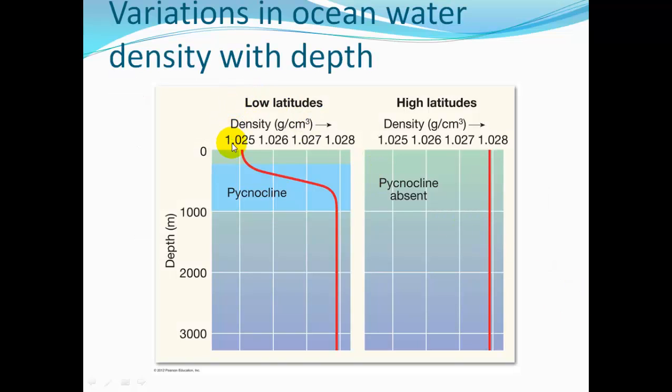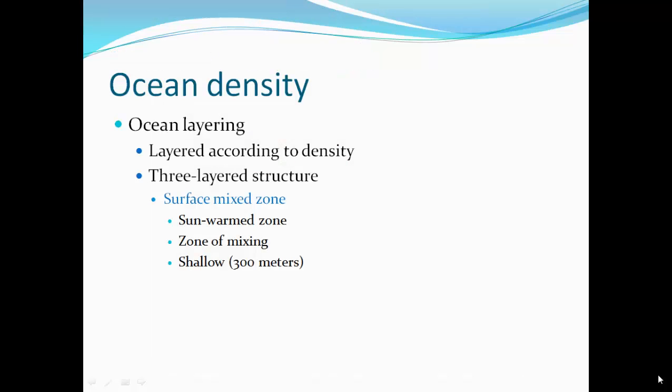So in the low latitudes, at the pycnocline, the density of the water increases rapidly as the water cools the deeper you go, until it gets as dense as it's going to get. In the high latitudes, the water is already cold at the surface, so it's going to remain at the same density throughout the column. Okay, so in the ocean, water layers itself according to density.